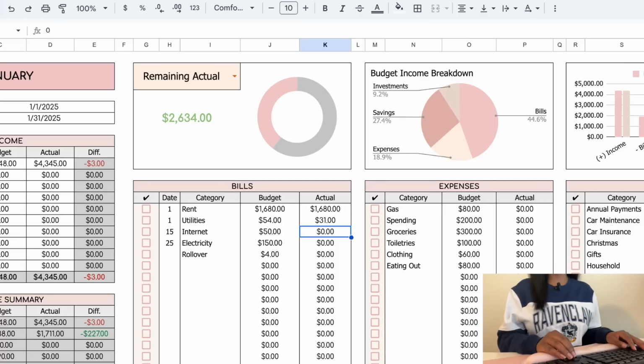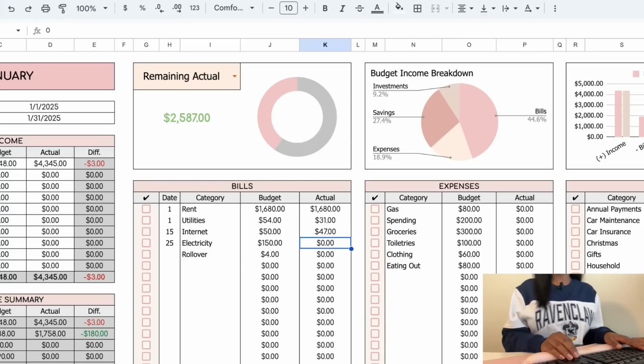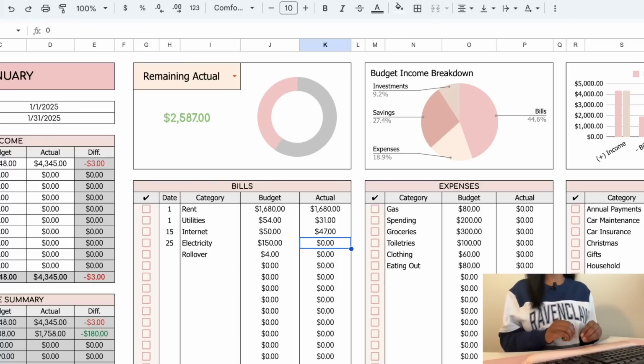In terms of internet, I was supposed to be charged $50. $50 to $51 is supposed to be my new bill, but I was only charged $47, and I'm not going to question it. I truly don't know why, but whenever a bill is lower, I don't ask questions. I just pay it and move on. So we paid $47 for the month for that.